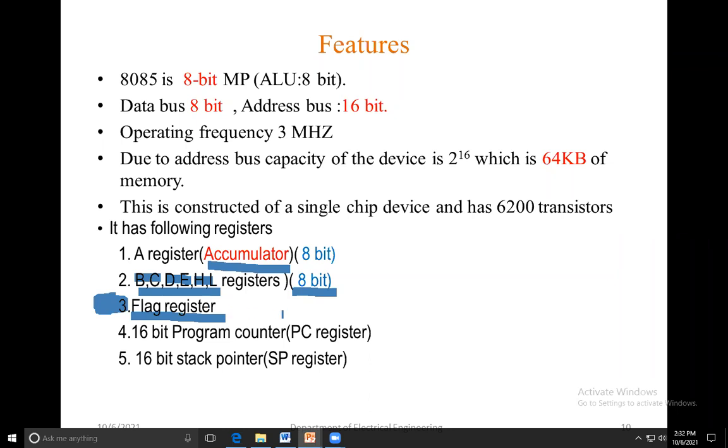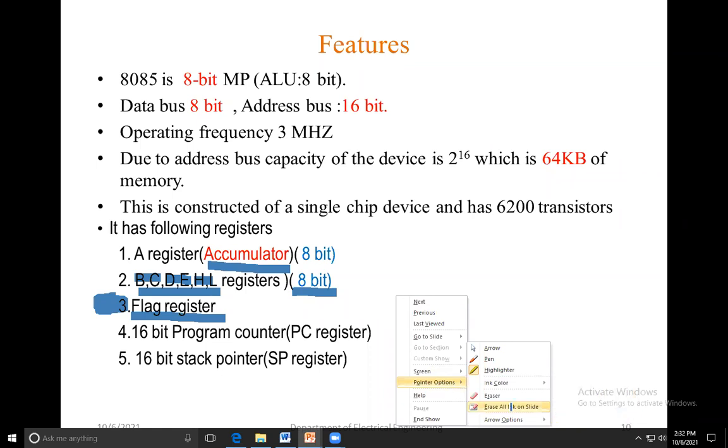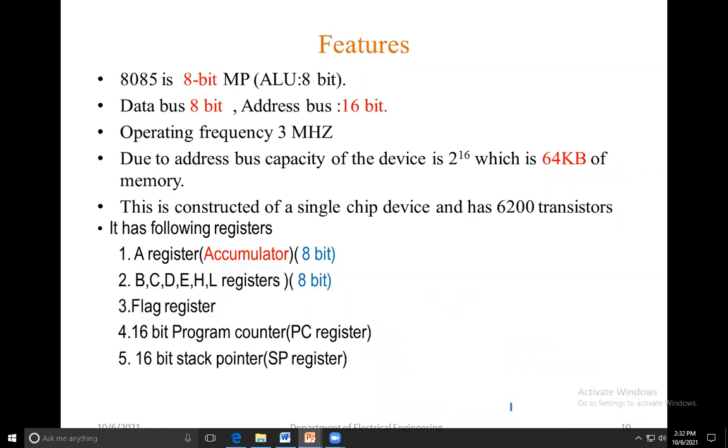If there is a theory exam, then they ask the question, explain the flag register of 8085. All the points we are discussing are the same points in your 8051. The 8051 has an accumulator, and the 8051 also has flag registers. There are only some differences, which I will compare at the time of the 8051. So this is the flag register.